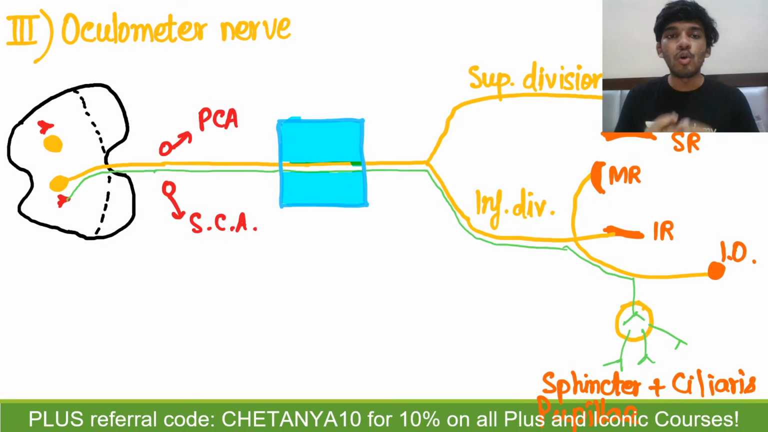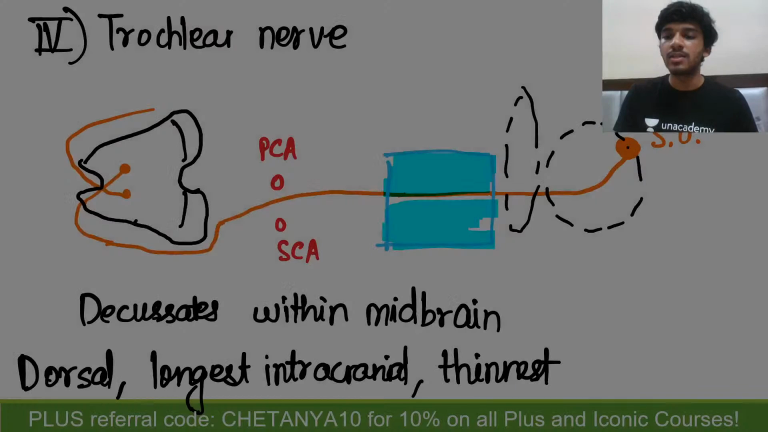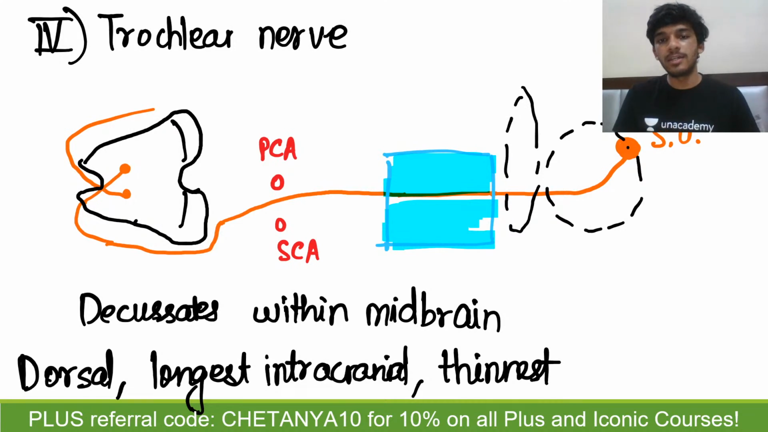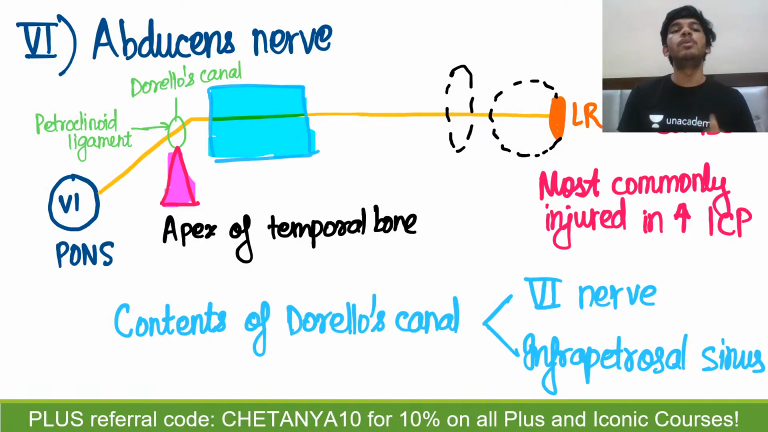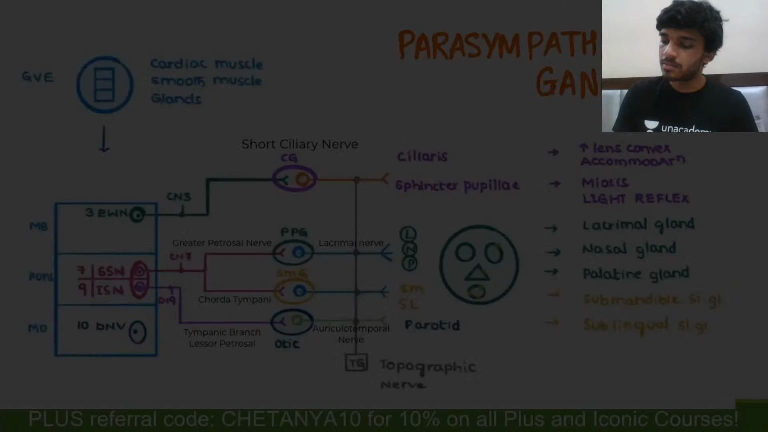Then talking about the course of the oculomotor nerve, it passes through the cavernous sinus between the posterior cerebral and the superior cerebellar arteries, and it also gives a branch which comes from the Edinger-Westphal nucleus to supply the sphincter pupillae and the ciliaris. Trochlear nerve supplies a single muscle, superior oblique, and comes from the contralateral nucleus. Abducens nerve passes in the Dorello's canal, and it is related to the petroclinoid ligament. It has the longest intradural course because of its passage here. What is the second content of the Dorello's canal? It is the inferior petrosal venous sinus.